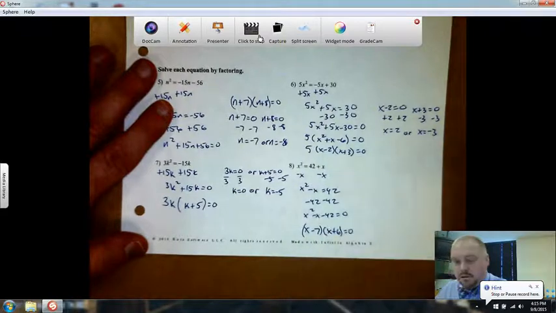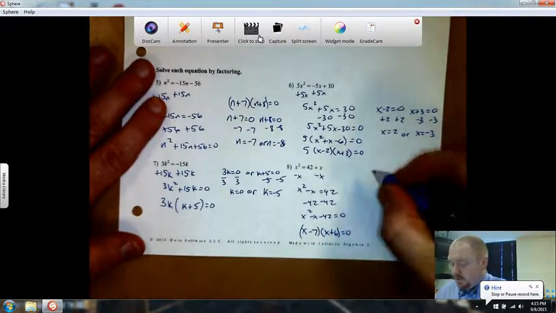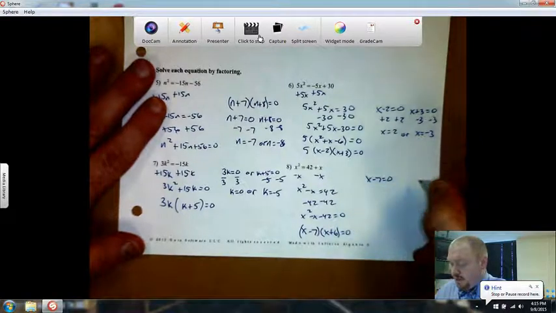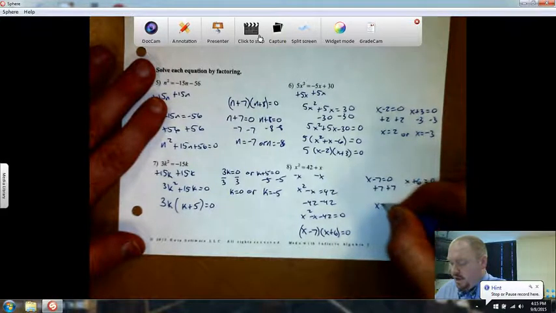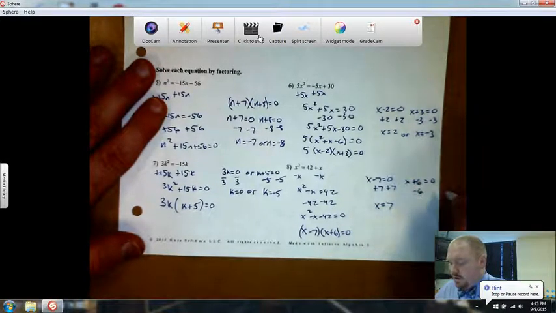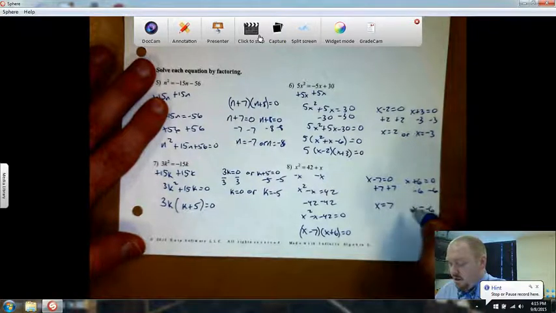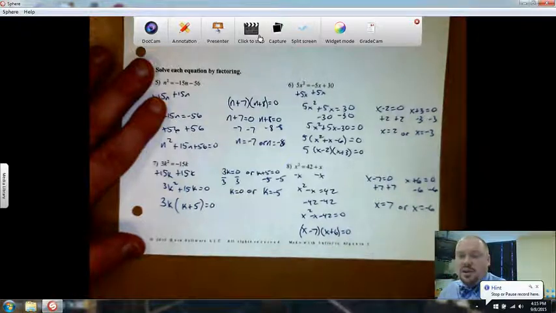So, set these equal to 0 and solve. So, plus 7, x equals 7, subtract 6, x could equal negative 6. But we do not know which.